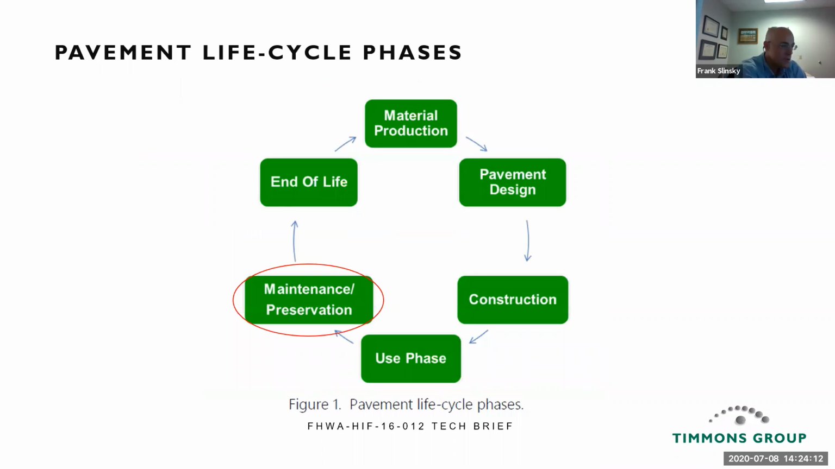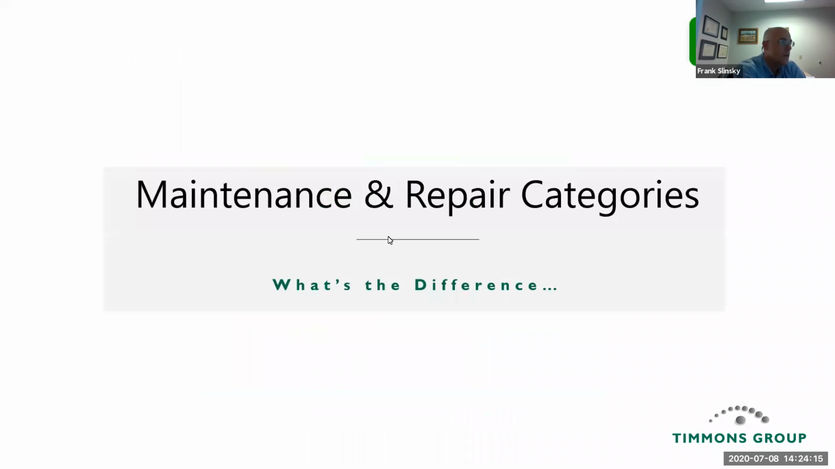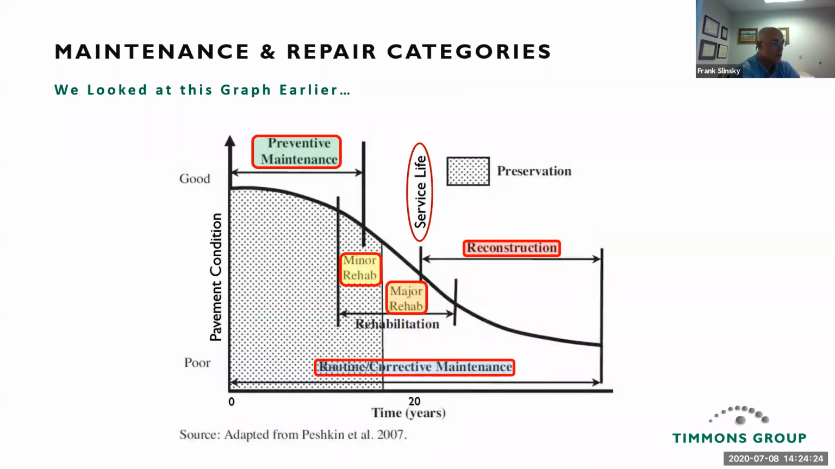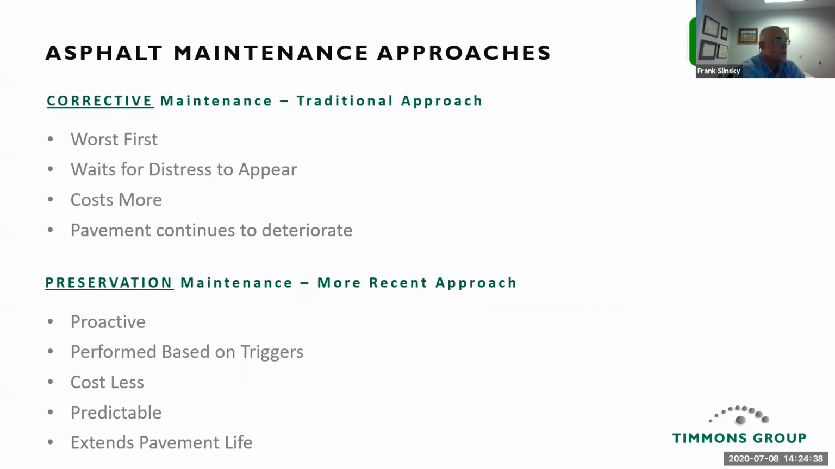So maintenance and preservation. Maintenance and repair categories, what's the difference? So we looked at this graph earlier. There's the categories of maintenance here: preventative maintenance, minor rehabs, major rehabs, reconstruction, routine and corrective maintenance. The traditional approach to maintenance is corrective maintenance. We're dealing with the worst first, waits for the distress to appear, it costs more, and pavement continues to deteriorate.